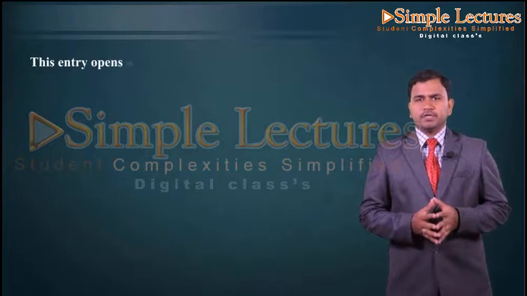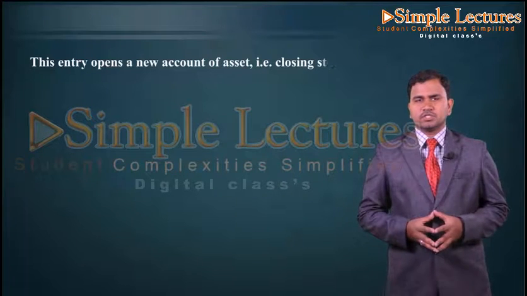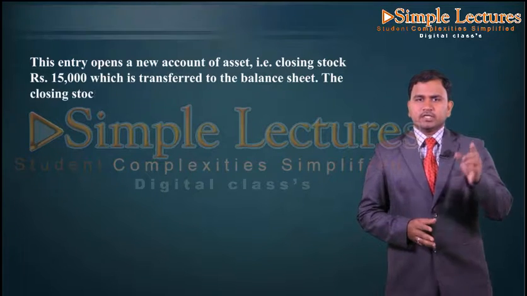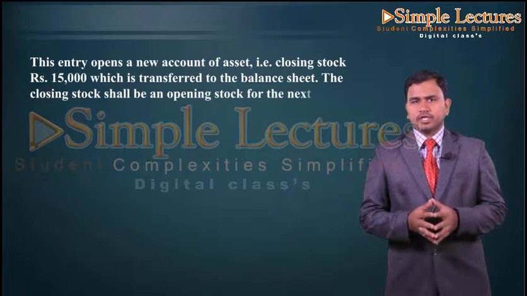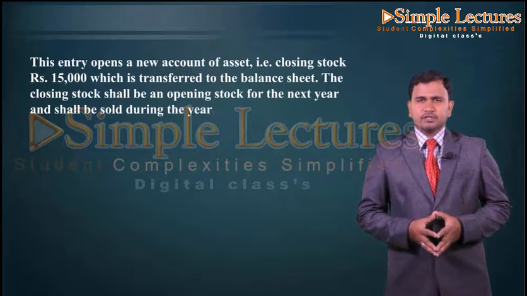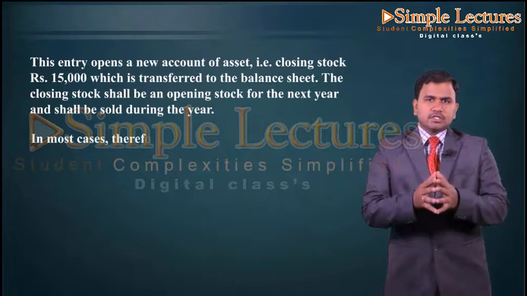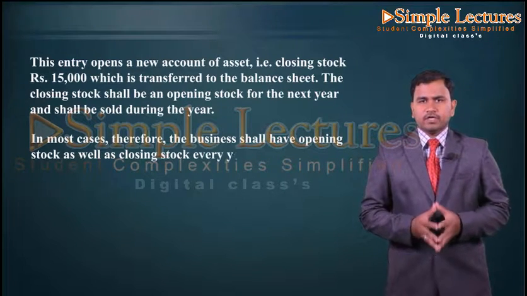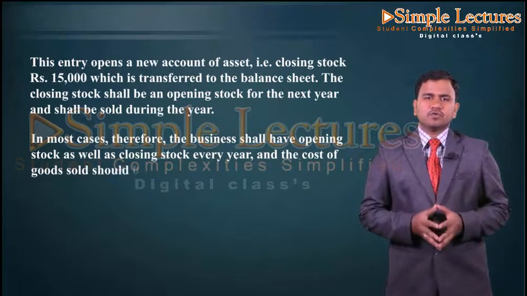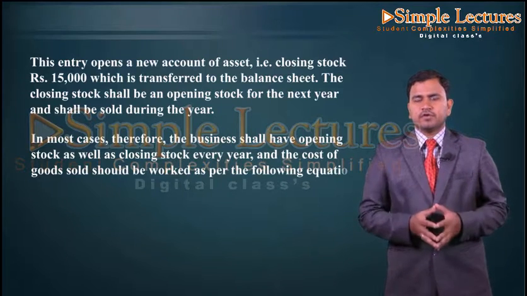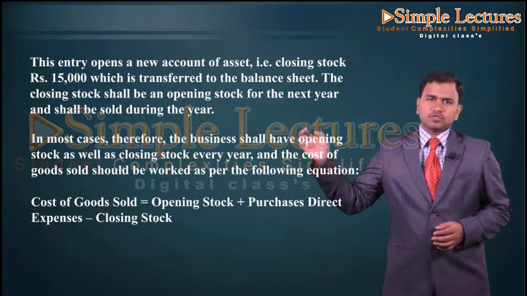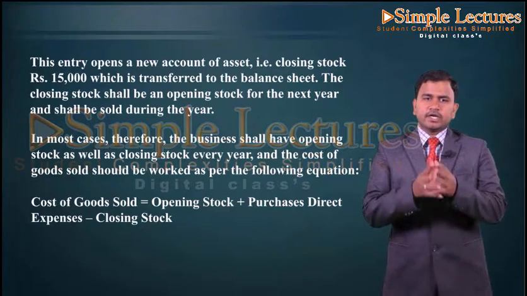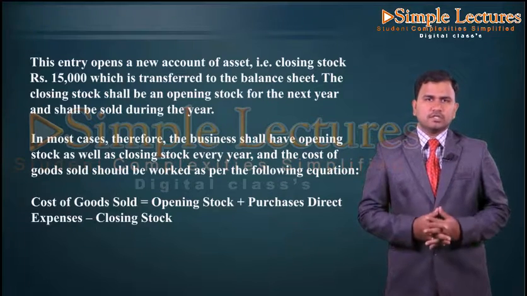This entry opens a new asset account, that is, closing stock of rupees 15,000, which is transferred to the balance sheet. The closing stock shall be the opening stock for the next year and shall be sold during the year. In most cases, therefore, the business shall have opening stock as well as closing stock every year, and the cost of goods sold should be worked out as per the following equation. Cost of goods sold is equal to opening stock plus purchases plus direct expenses minus closing stock.